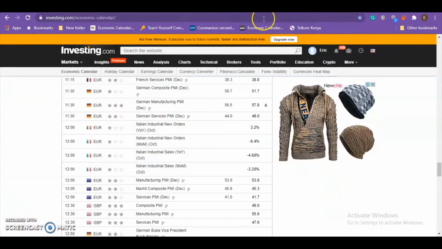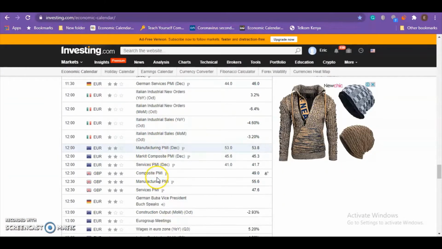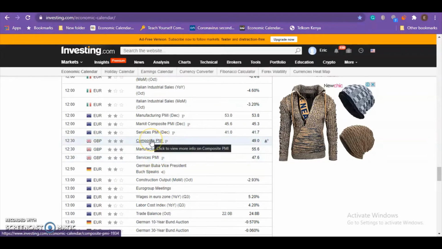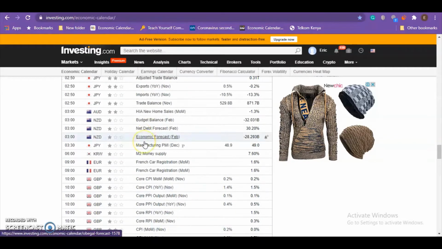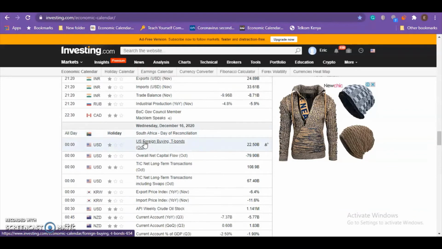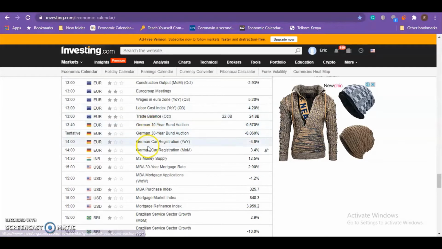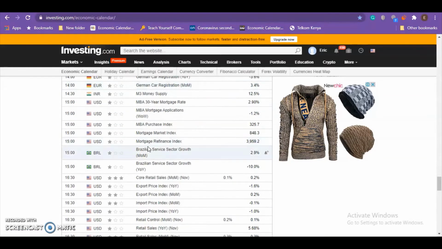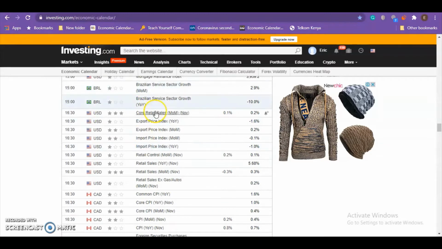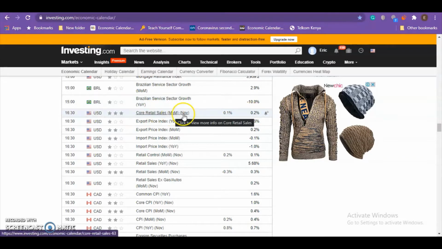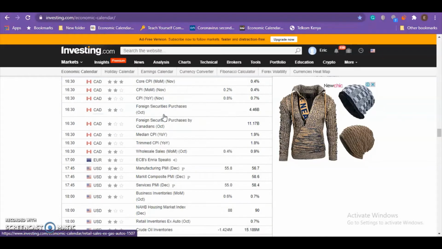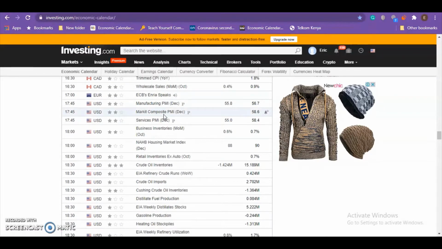Yeah, that's also another good one. Let's continue. Composite PMI, they also have one. The Great British Pound has one on Wednesday. Sorry about that. We also have a 10-year bond auction coming up for the euro. Core retail sales is also another major one. It is poised to go down, so we expect the dollar also to go down with it.